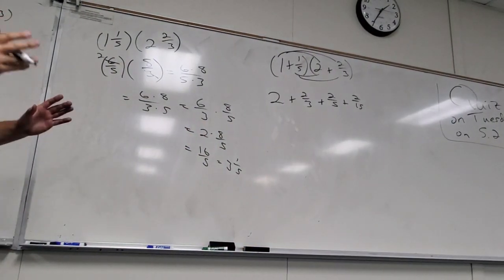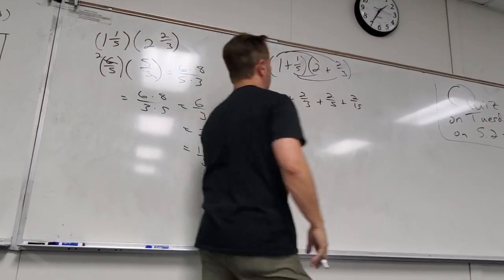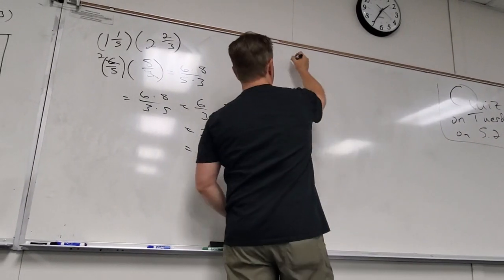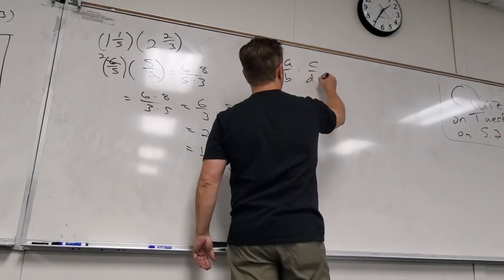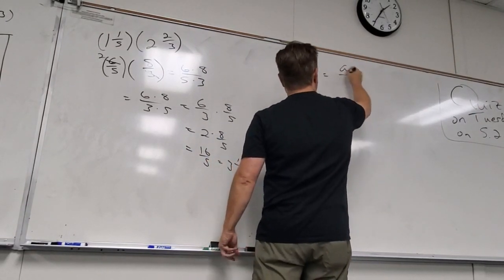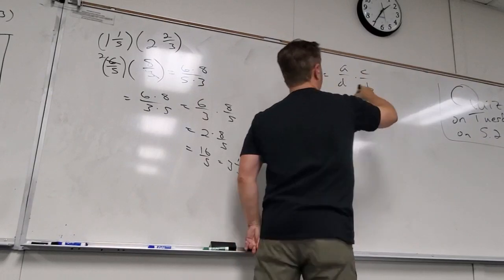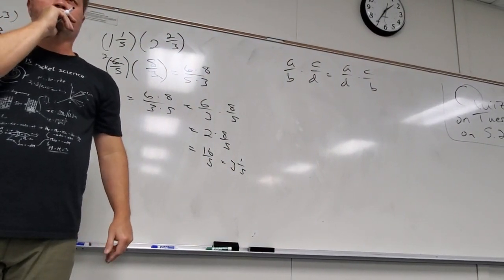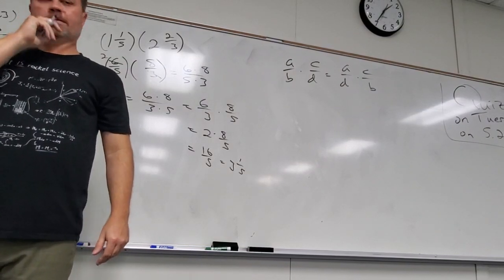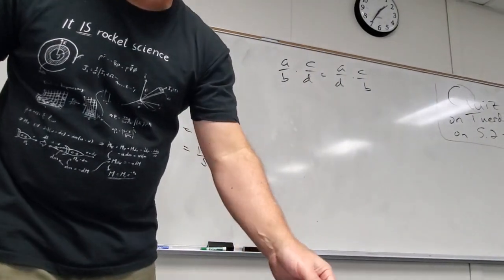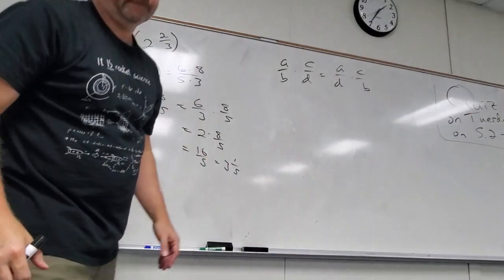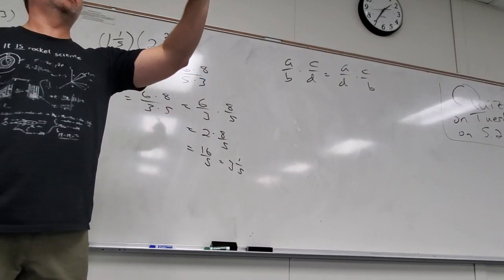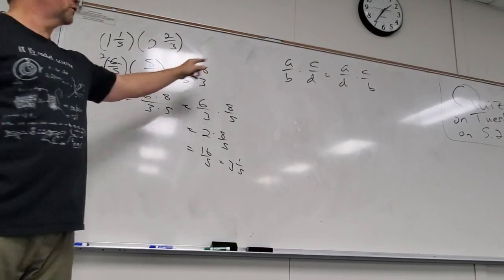So what this leads to is this kind of silly little fact. If I have A over B times C over D, this equals A over D times C over B. So that's kind of like an intermediate step before you get to the full shortcut, right?